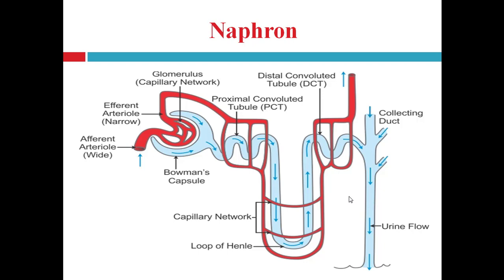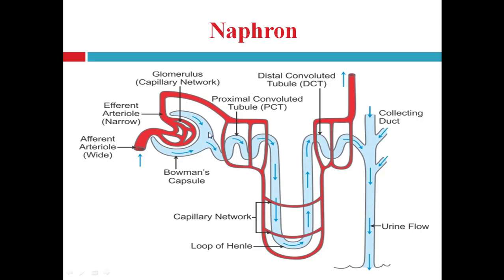This is the basic structure of the nephron. Now first of all, what is the nephron? It is the functional unit of the kidney. The nephron is the functional unit of the kidney where urine is formed. Right? The nephron is an important functional unit of the kidney where urine is formed. The nephron consists of two anatomical parts, that is glomerulus and tubule.